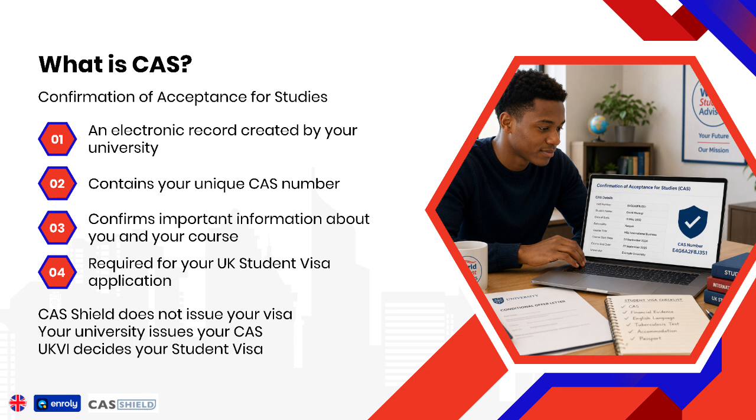There are 3 different organisations here, and it is useful to understand their roles. Enroly provides the CAS Shield platform. Your university decides whether to issue your CAS. And UK Visas and Immigration, or UKVI, makes the decision on your student visa application.